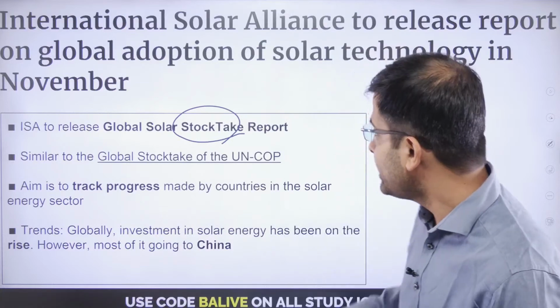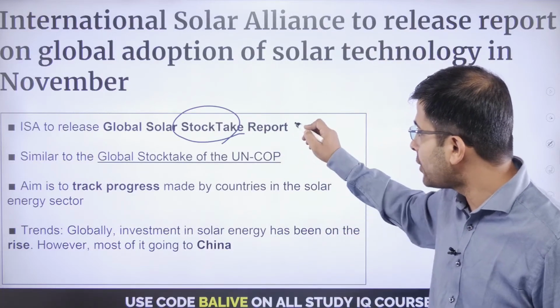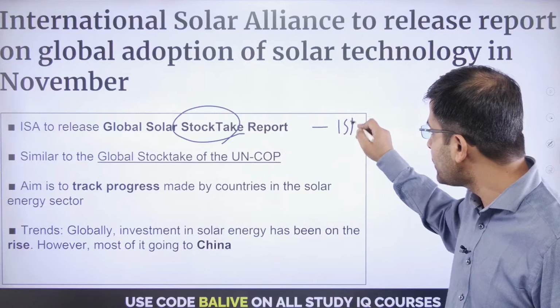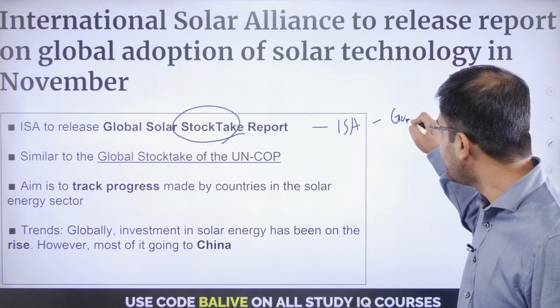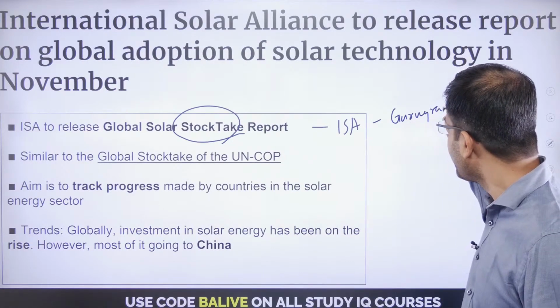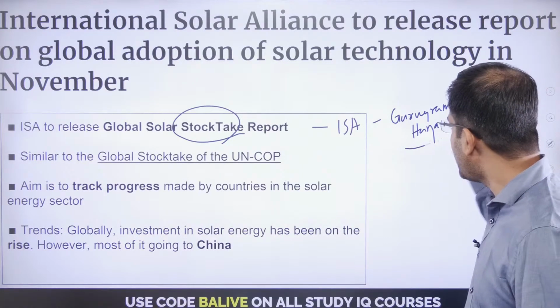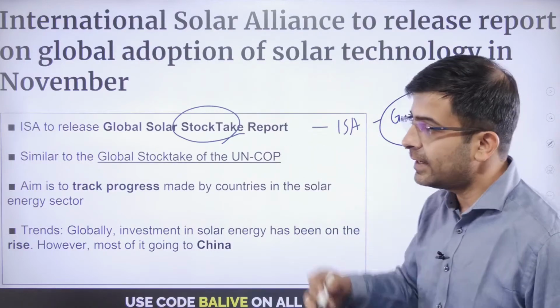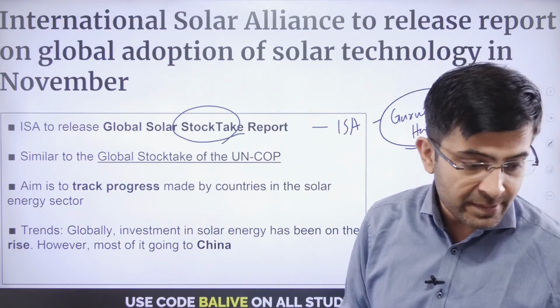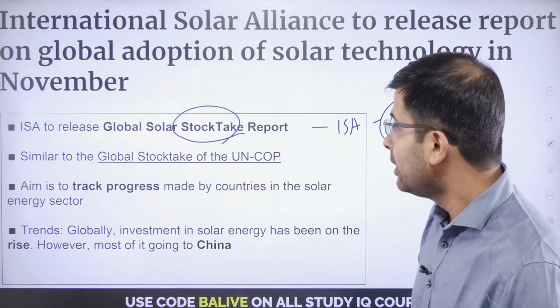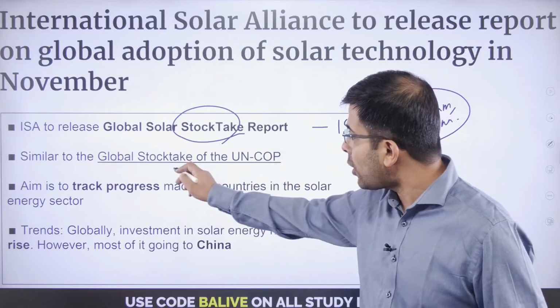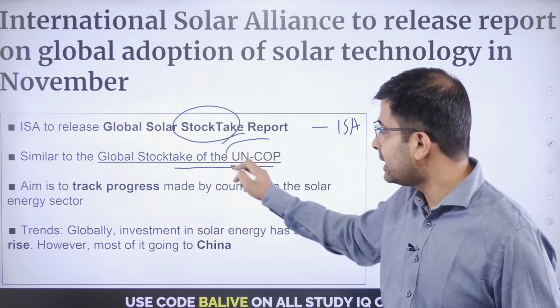Okay. So this is the Global Solar Stocktake Report by the International Solar Alliance, headquartered right here in our very own Gurugram in Haryana. This particular organization is led by India, obviously. India was one of the founding members alongside France, I believe, if I'm not wrong. Now this is similar to the global stocktake of the United Nations Conference of Parties.